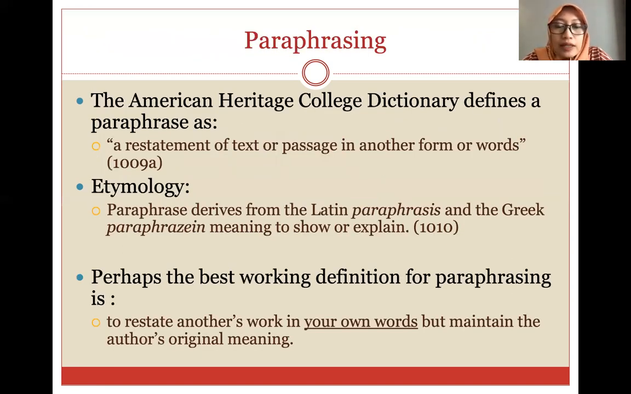And take a look at this definition. So I have two definitions from the American Heritage College Dictionary and also from the etymology aspect. But if we take a look at the last point, perhaps the best working definition for paraphrasing is to restate another's work in your own words but maintain the author's original meaning.